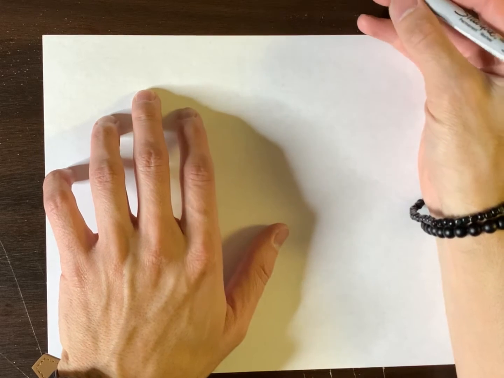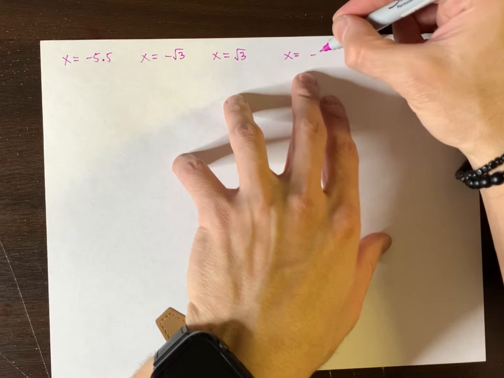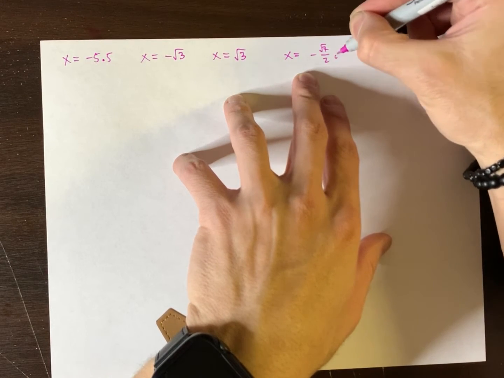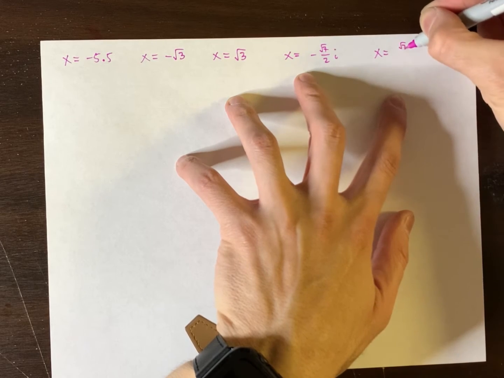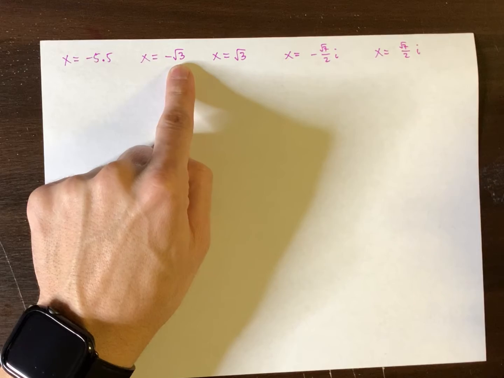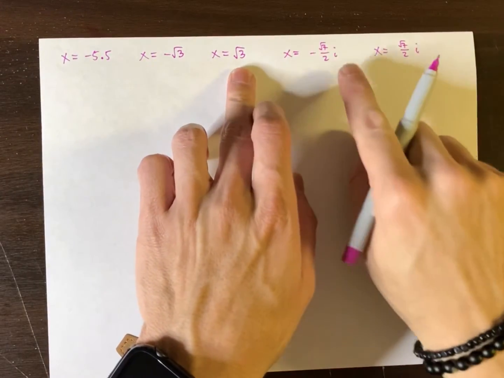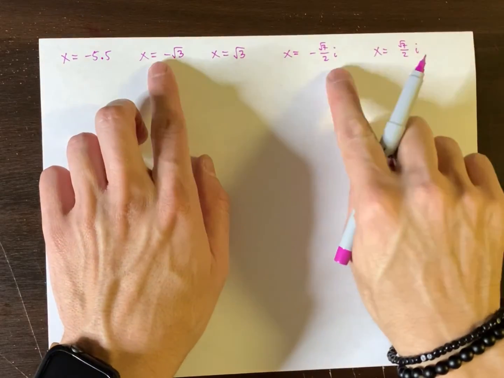And for number 7 on the review, if we approach it in the same way, we should get the following. So we begin by making a list of all of the x-intercepts along with all of the other known zeros. This one here, and then its conjugate, which is the positive version of it. Notice that that one was the one that was blank on the graph, but it has to be there because for anything that's irrational or imaginary, you have to include the conjugates.